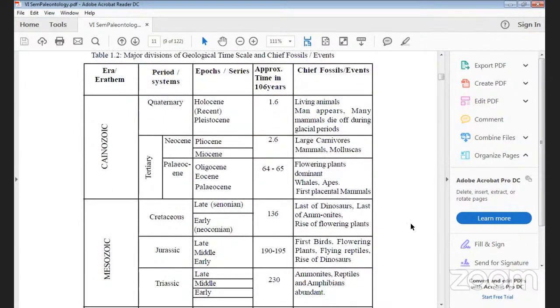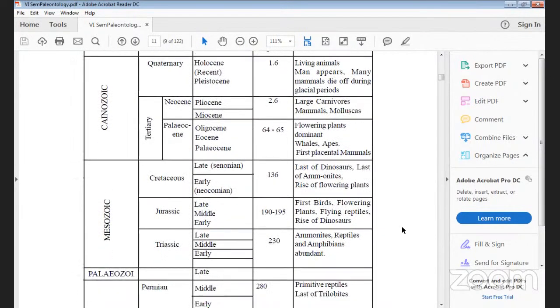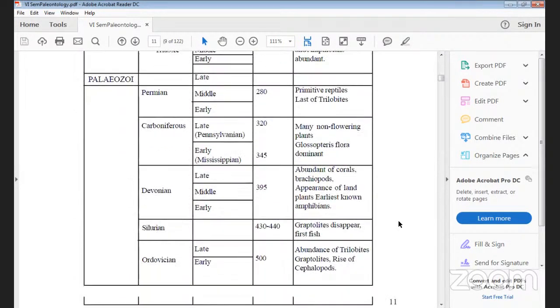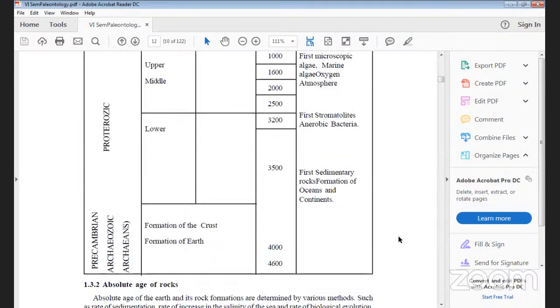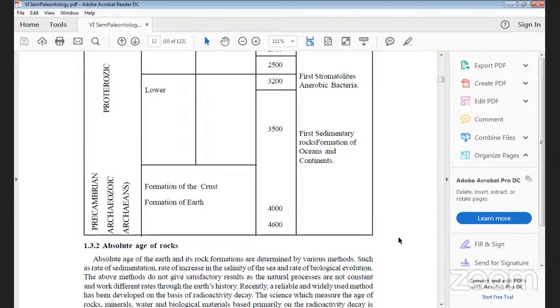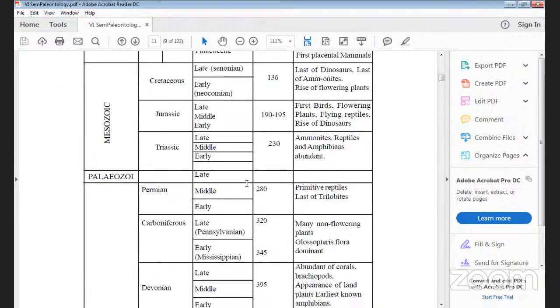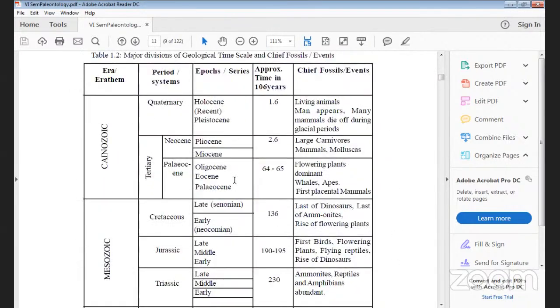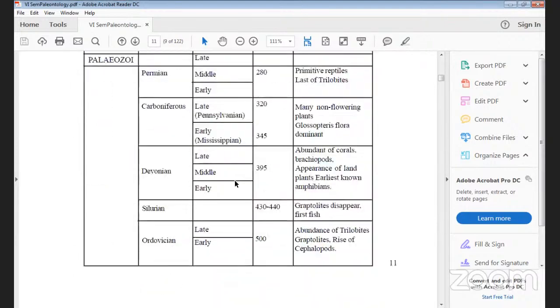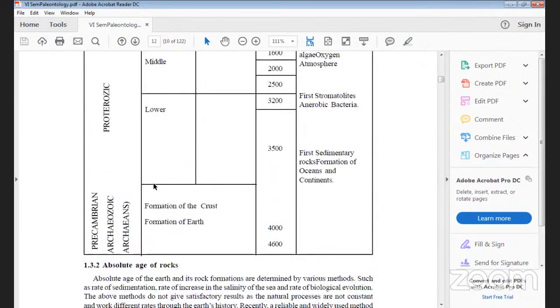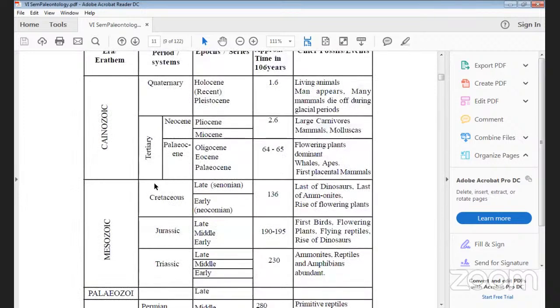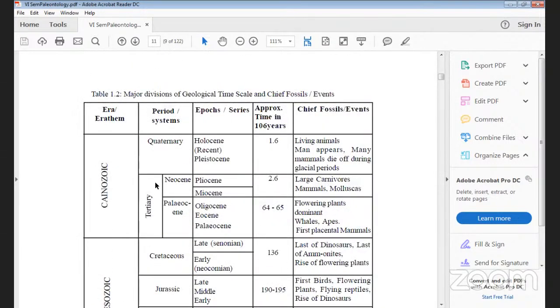Now we see from the bottom onwards of the geological time scale. It's the Precambrian era. The first column is known as era, and the second column is the period or system. The third column is the epoch or series, and the fourth one is the approximate years.